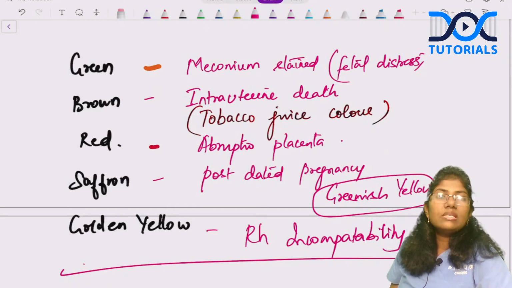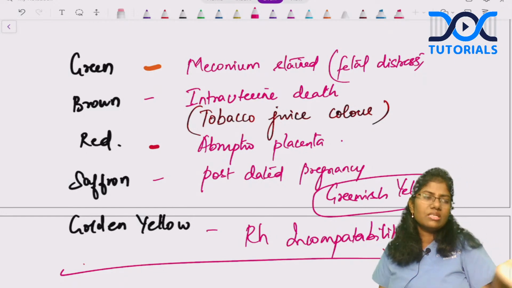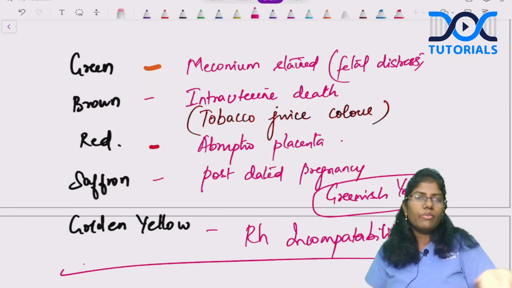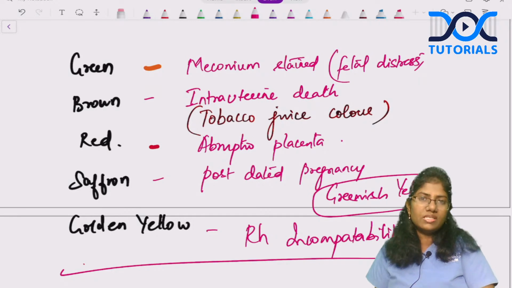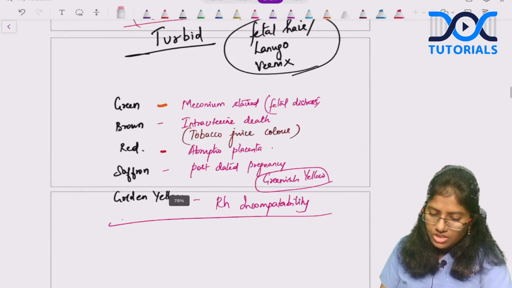So these are the abnormal colors. This is a very recent FMGE question: when is the liquor volume maximum? The liquor volume is maximum at 34 to 36 weeks. Fine, let's move on to the next topic.